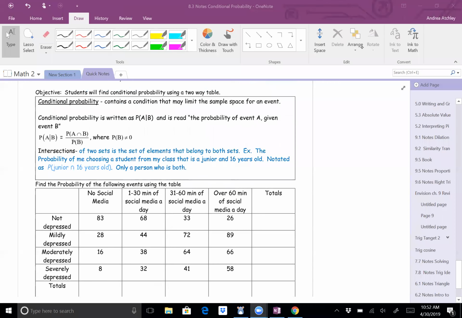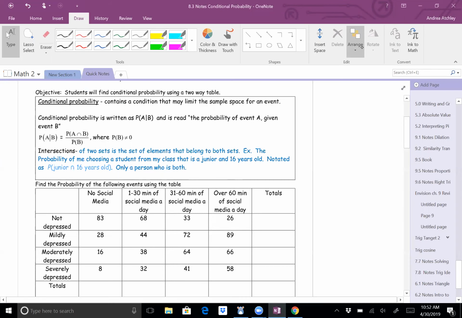Okay, so today we're talking about conditional probability. It's usually when we're given a big chart like this, and we need to limit our sample space for an event. So instead of looking at the whole chart, we're only going to look at a specific part of the chart. Conditional probability is the probability of A with the little line B, and it's read the probability of event A given event B.